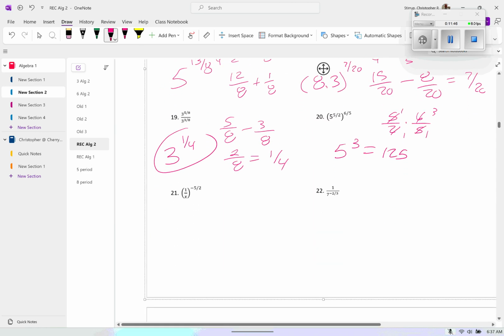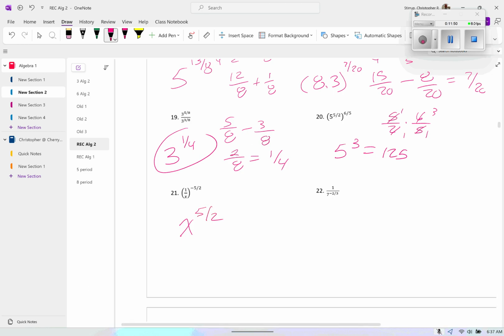This one, this is going to flip it over. So I'm going to get x to the 5/2 power, no longer a negative exponent. This one is going to become 7 to the 2/3 power, no longer has a negative exponent.